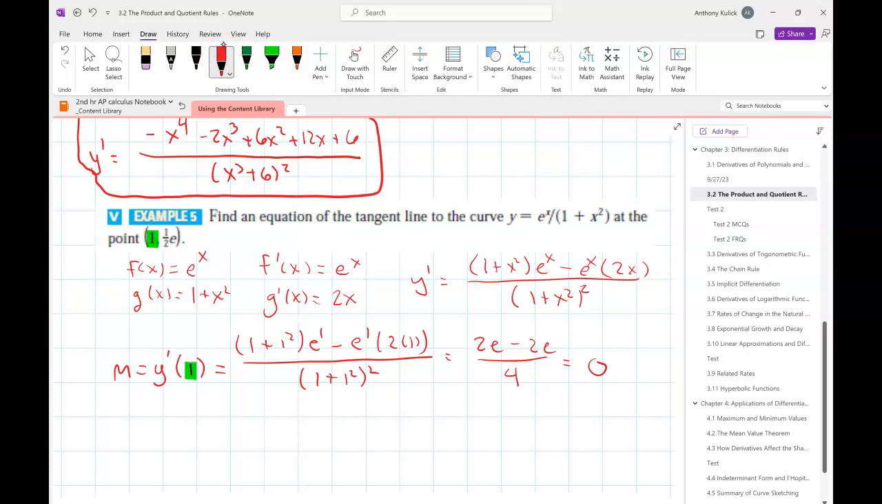Is e to the 1 what? E to the 1 is a constant. That's like the number 2.79. I don't remember what it is.